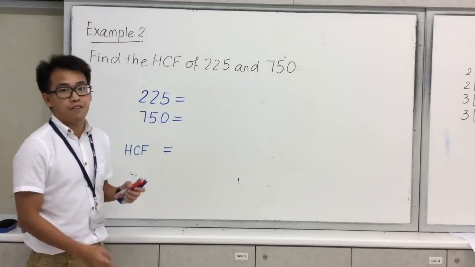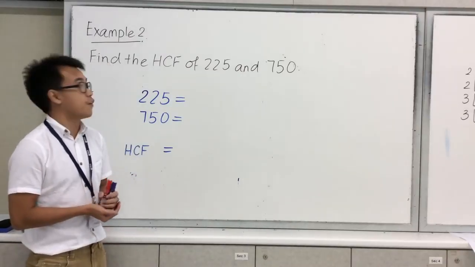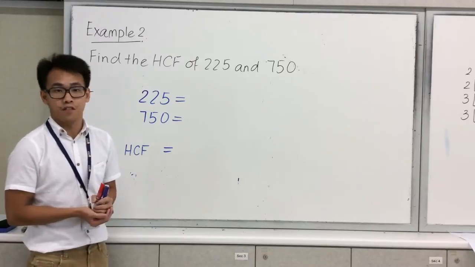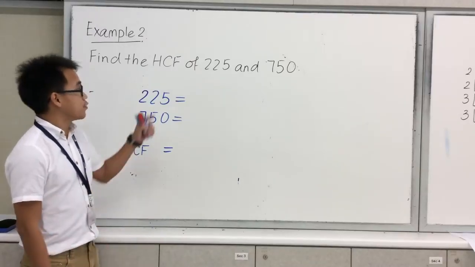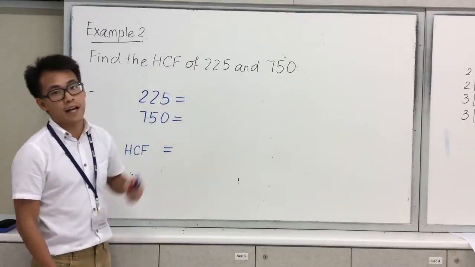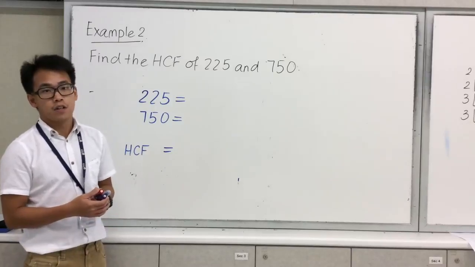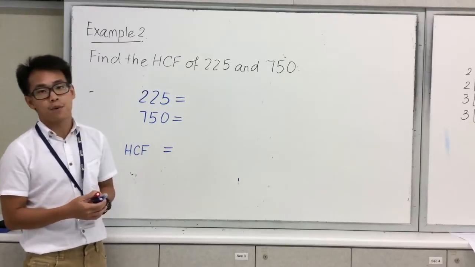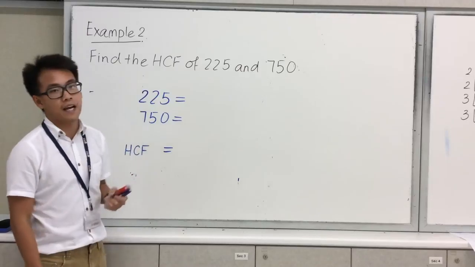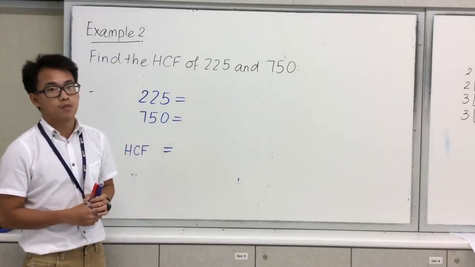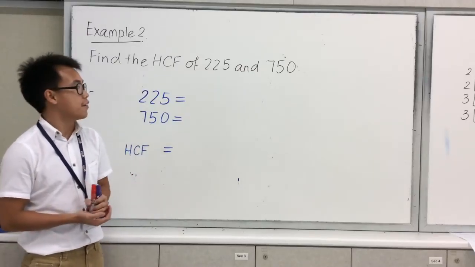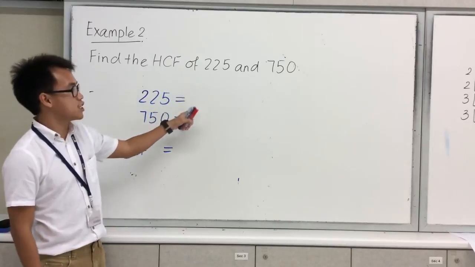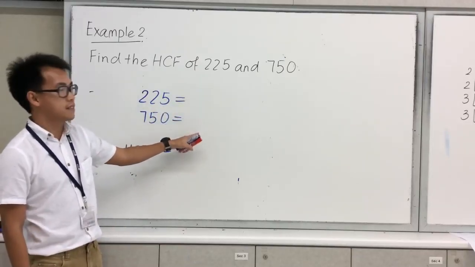One of the uses of prime factorization is that we can use it to find the highest common factor of numbers. Here we have to find the HCF of 225 and 750. So step 1 is to first find the prime factorizations of 225 and 750. So maybe you'd like to stop the video and first find the prime factorizations of 225 and 750.